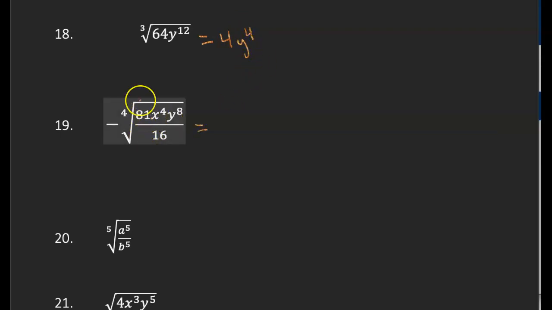One number multiplied times itself 4 times gives you 81. Let's see if 81 is a perfect fourth. I think it's 3. 3 times 3 times 3 times 3 is 81. Perfect. Then x divided by 4 is just 1x. Y to the 8, so 8 divided by 4 is just y squared. In the denominator, one number multiplied times itself 4 times gives you 16. I believe that is 2.